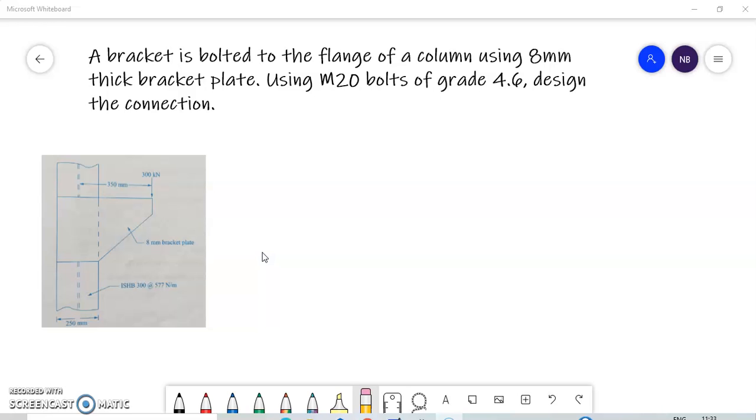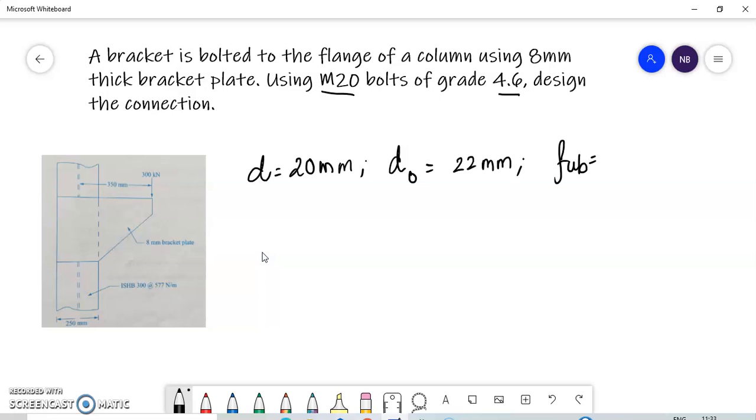So look at the diagram which is given to you on the left hand side. It is an I section, ISHB 300, and we are asked to use M20 bolts of grade 4.6 and design the connection. The nominal dia is 20 mm, dia of the hole is 22 mm, ultimate strength of the bolt is 400 Newton per mm square. The thickness of the bracket plate is 8 mm, hence the thickness of the thinner member in the connection is 8 mm.